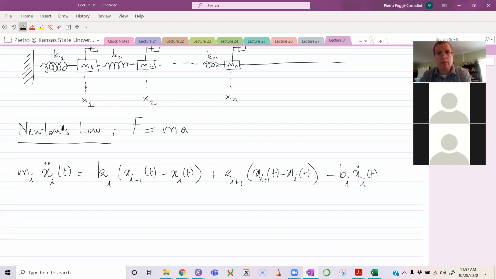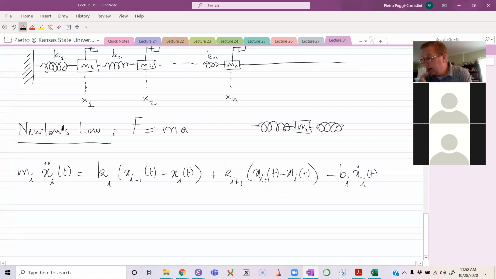Yeah, I missed why we had two terms for displacement. Well, because there's, so here is m_i. There's a coil here coming in and a coil coming out. Oh, sure. I mean, except for the last one. So we need to be careful.